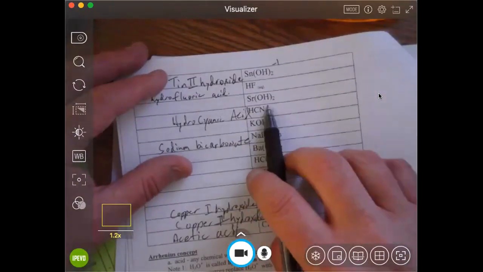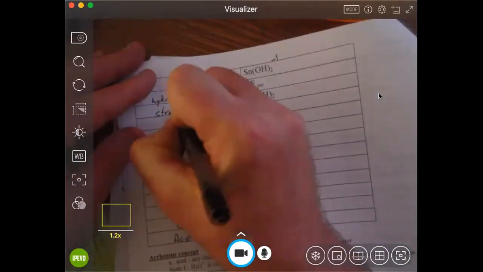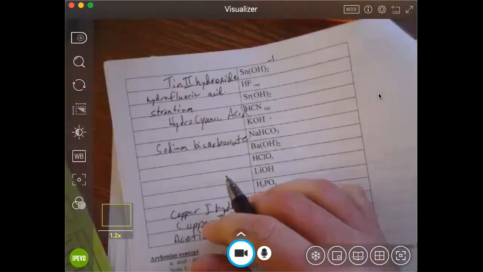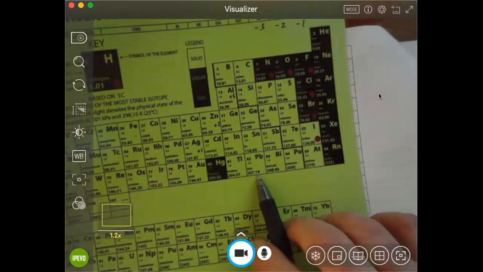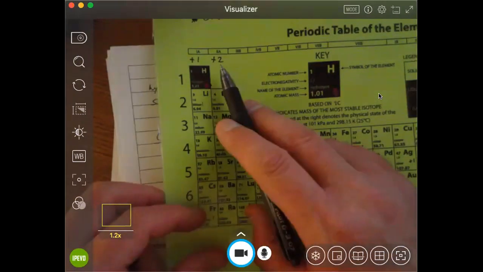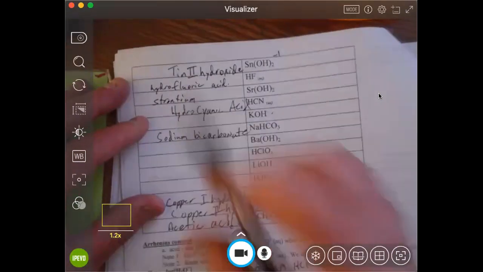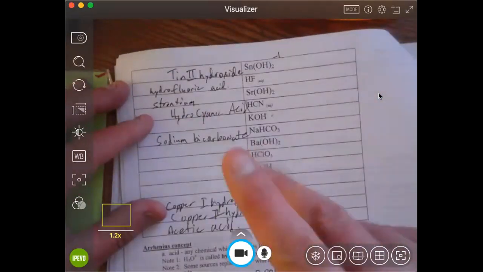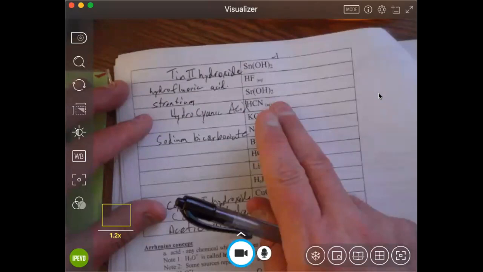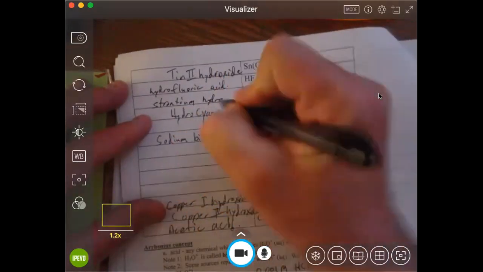Here we have SrOH. So that Sr is strontium, from knowing the symbols from last semester. Finding strontium on your periodic table, we find that strontium is in group 2A. The fact that it is in group 2A means that it does not need Roman numerals, because 1A, 2A, and silver, zinc, and aluminum all have a set charge. So this will be strontium hydroxide.